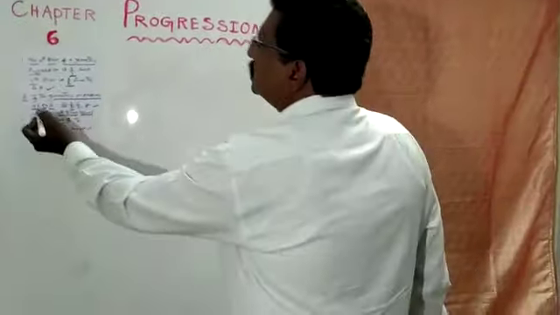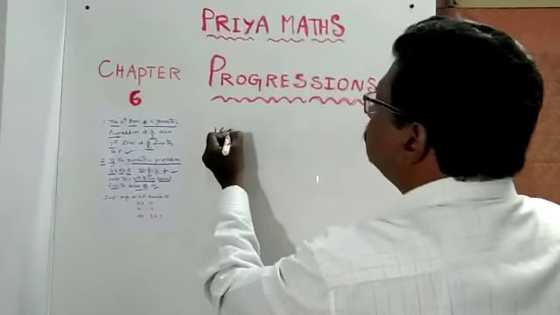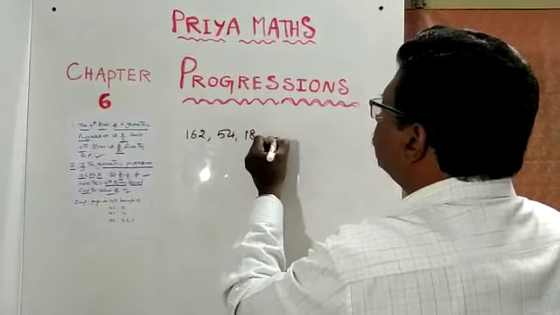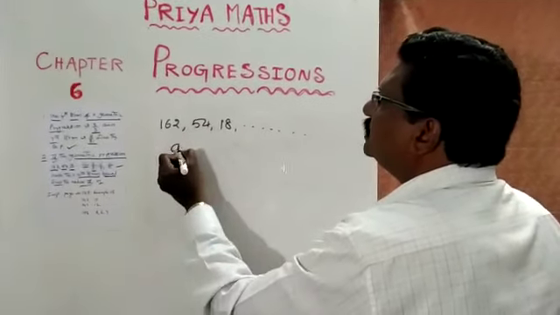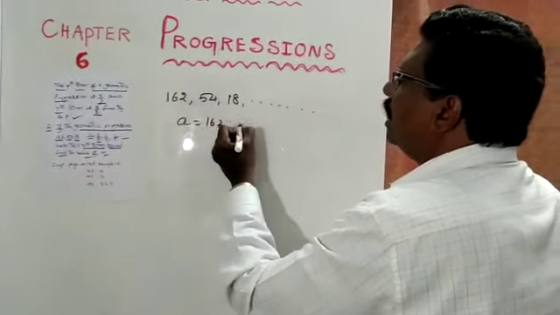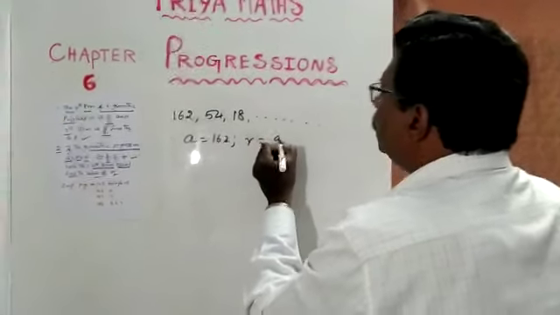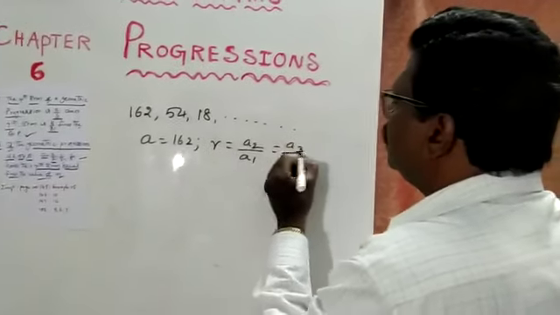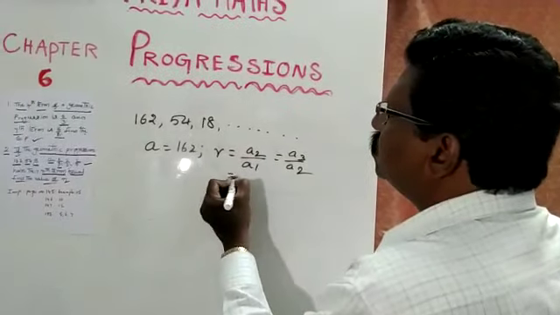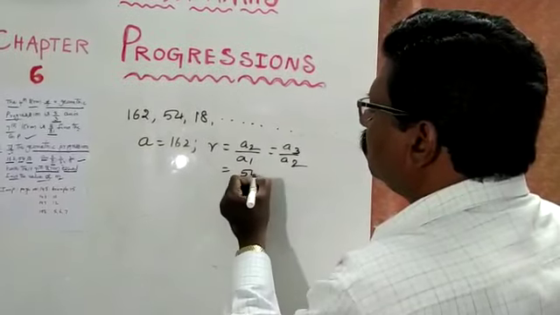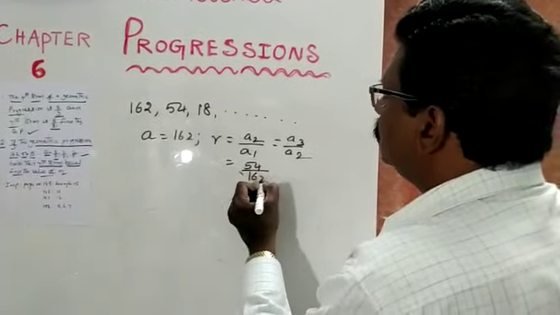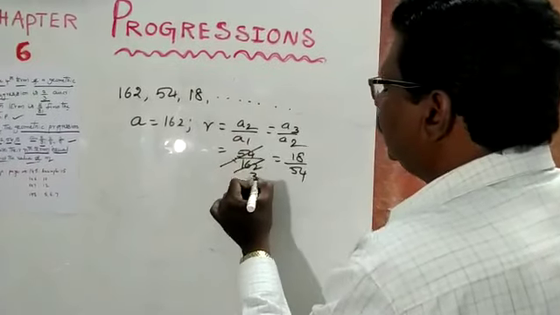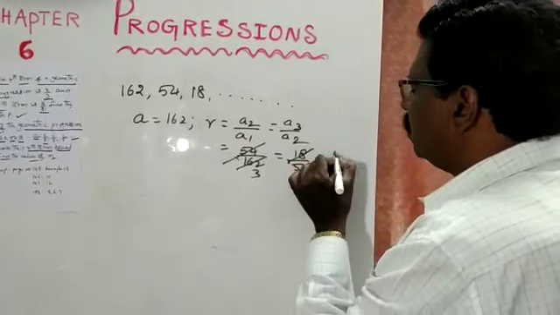So first, the first GP: 162 comma 54 comma 18 and so on. So here A is equal to 162 and R is equal to A2 by A1 is equal to A3 by A2. Let us see whether the condition is satisfied. A2 means 54 by 162 is equal to 18 by 54. 54 cancels 3 times, here also 18 is cancelled 3 times, that is equal to 1 by 3.